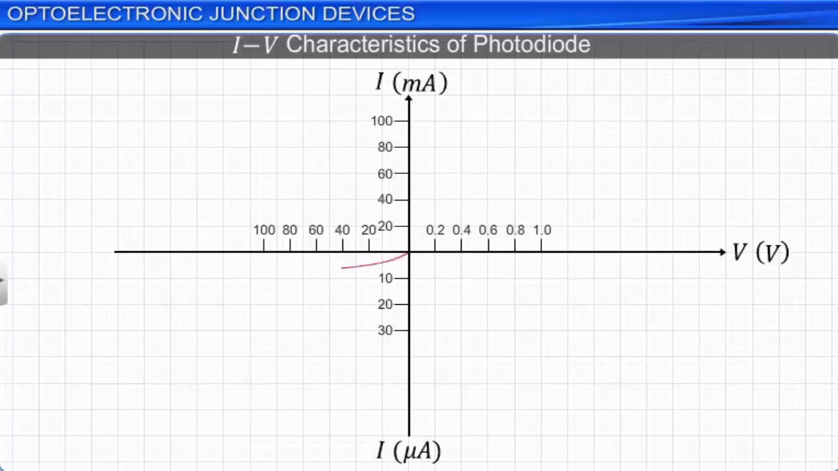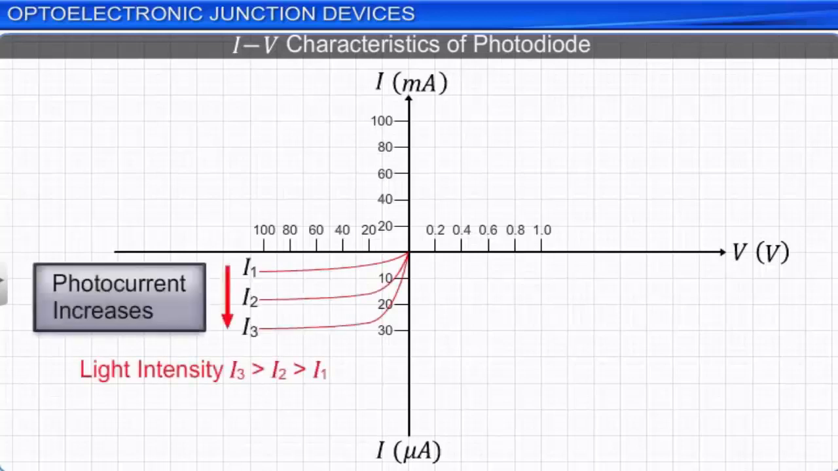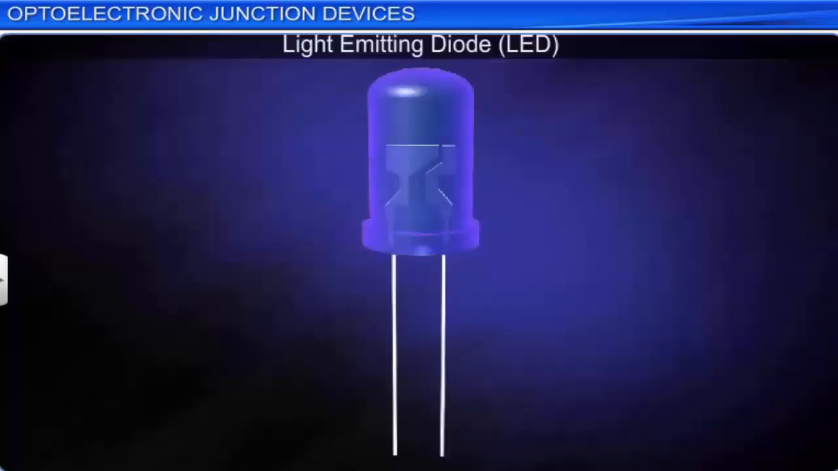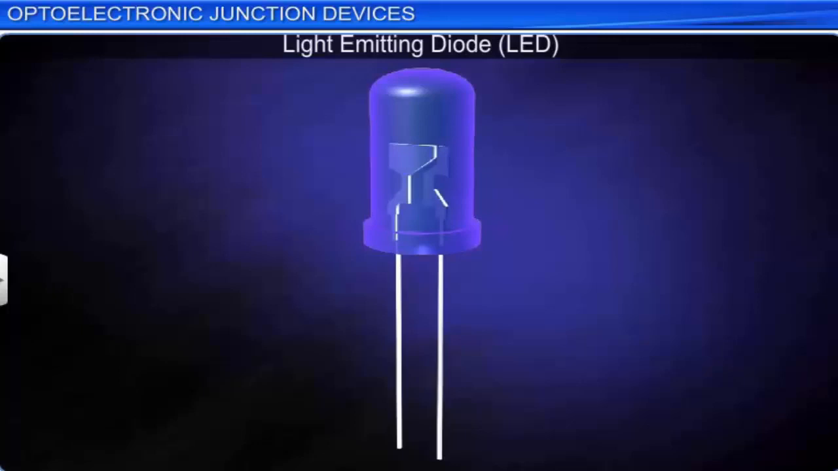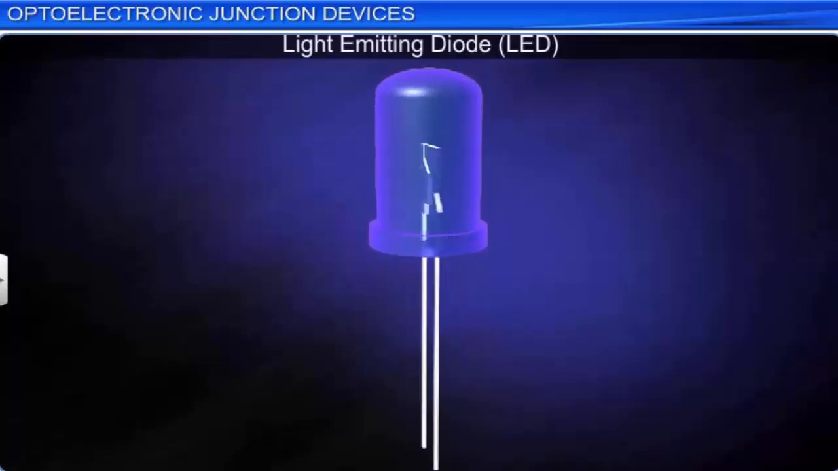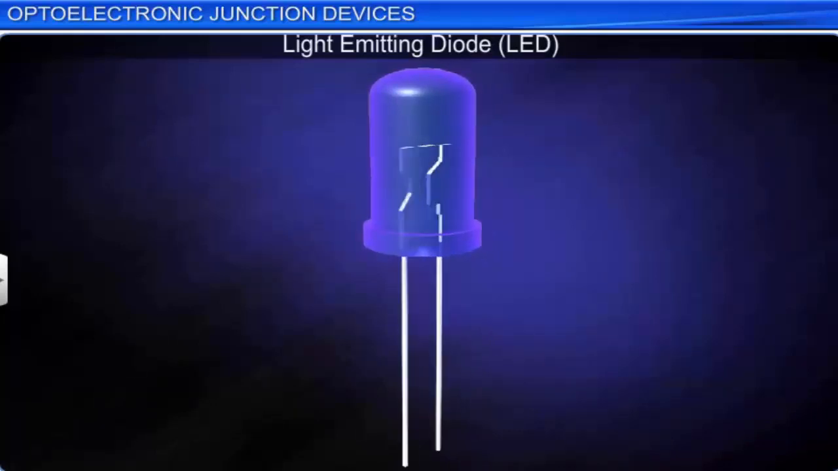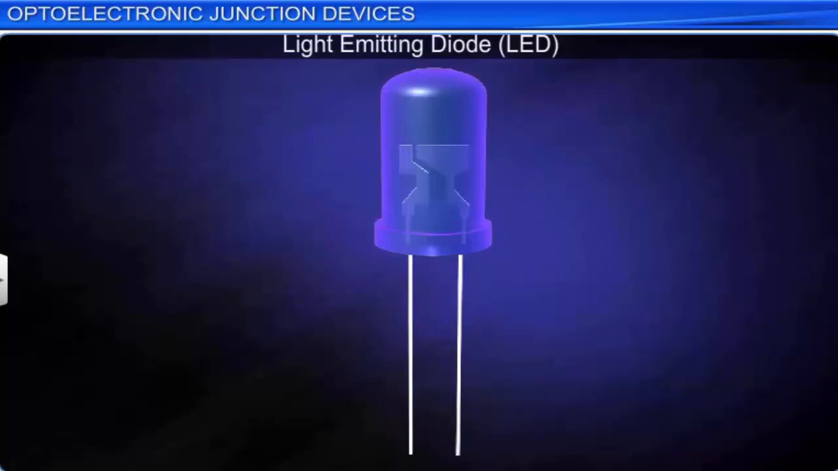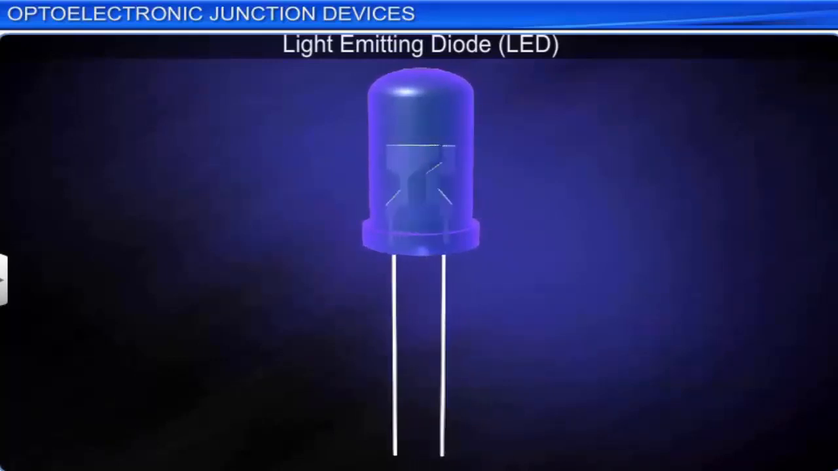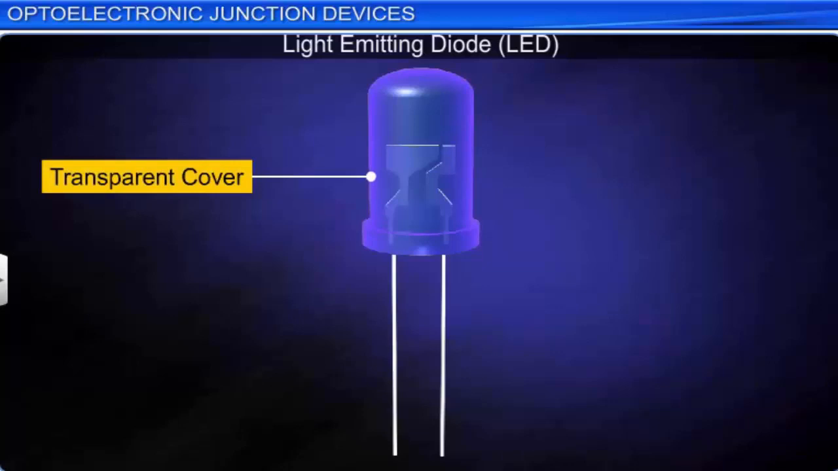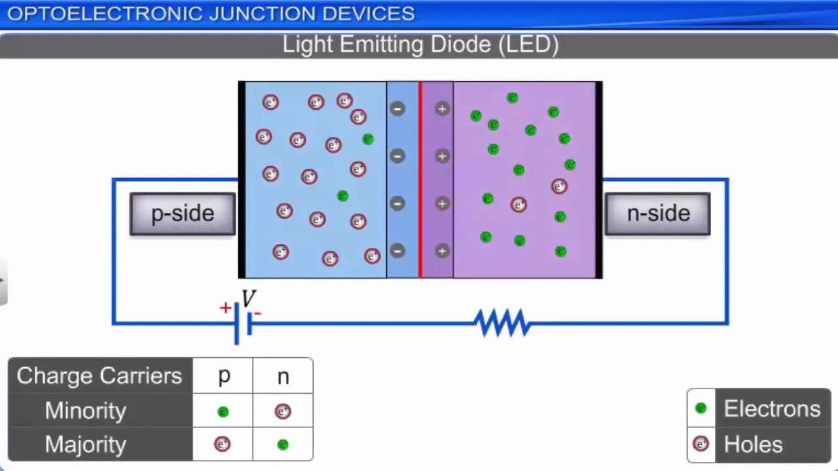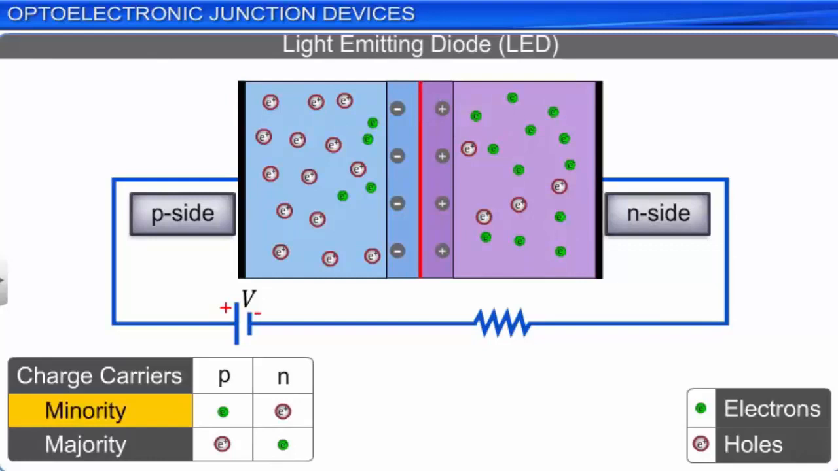A light-emitting diode, or an LED, is a device that produces photons of different frequencies of light. An LED is a specially fabricated, heavily doped PN junction diode encased in a transparent cover which allows the emitted light to shine through. An LED is operated under forward bias, which increases the diffusion of minority charge carriers across the p-n junction. This leads to the recombination of the electron-hole pairs, which results in the liberation of energy in the form of photons.